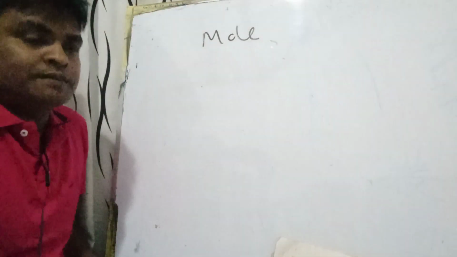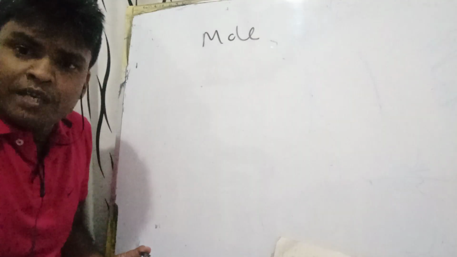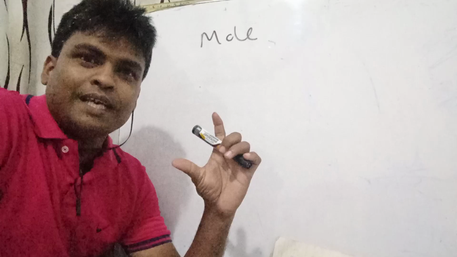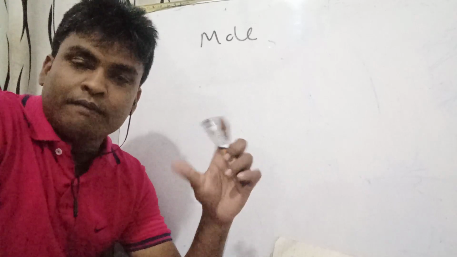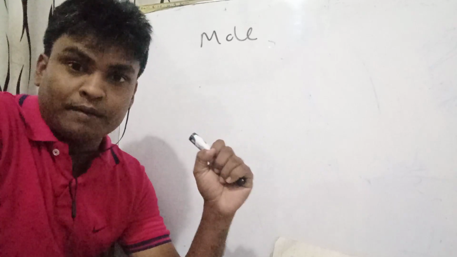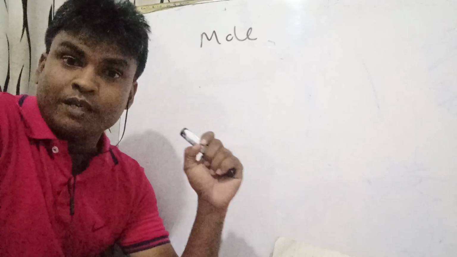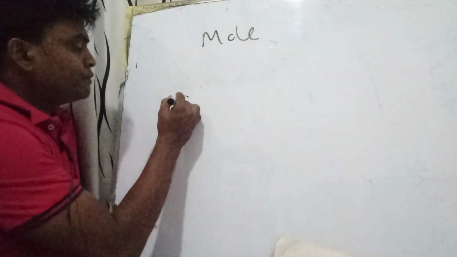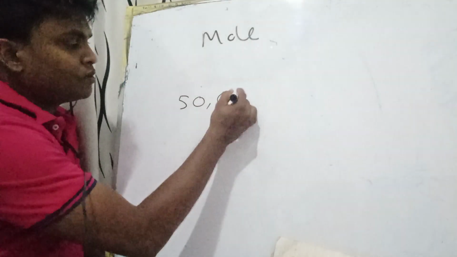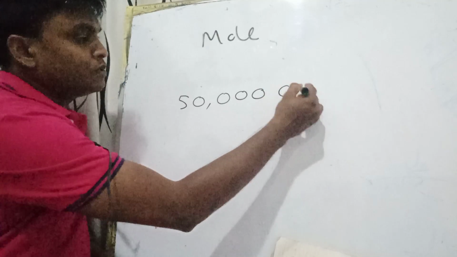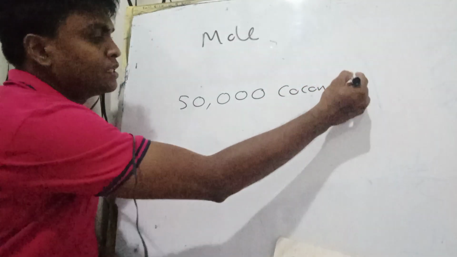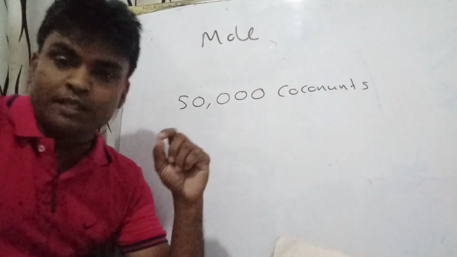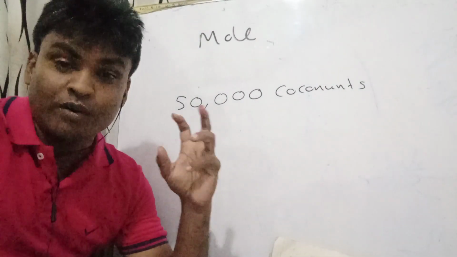Now just consider, we have different counting units. From place to place our counting unit is different. Sometimes we have the counting unit called pair, right? The pair is a very famous counting unit among the people. Just imagine, in a coconut estate there are 50,000 coconuts. How many coconuts do we have? 50,000 coconuts. You might have seen the workers in the coconut estates.